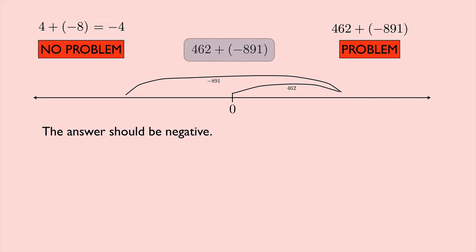Now to actually do this, I can imagine that 891, part of that's going to cancel out with the 462, kind of like the pluses and minuses. In other words, I can think of this as 891 minus 462 to give me 429, and I know the answer should be negative. So the answer, 462 plus -891, is -429.